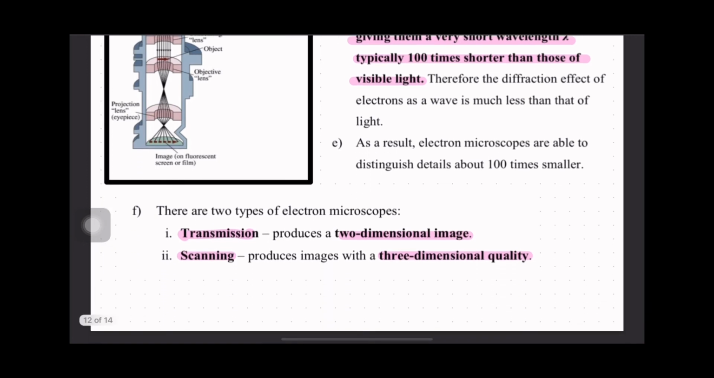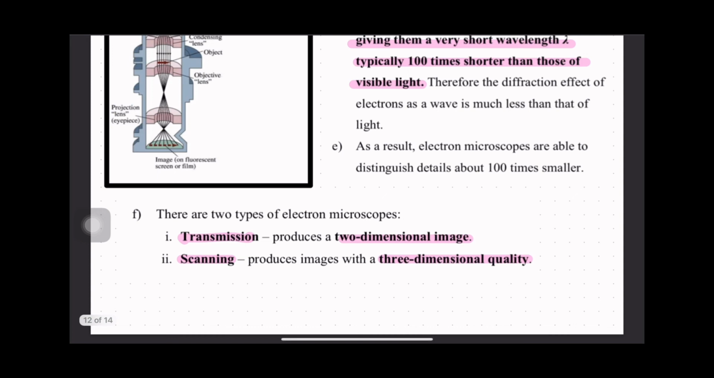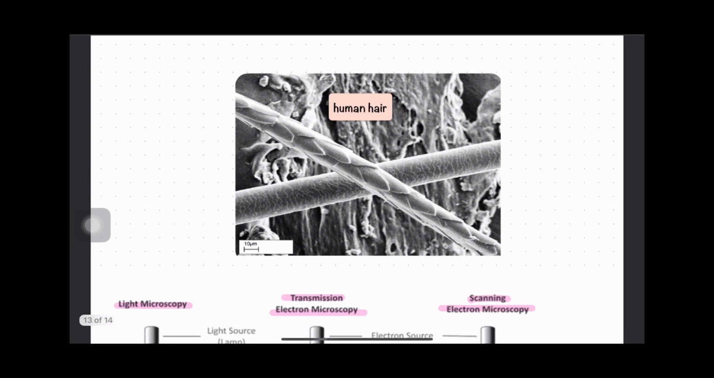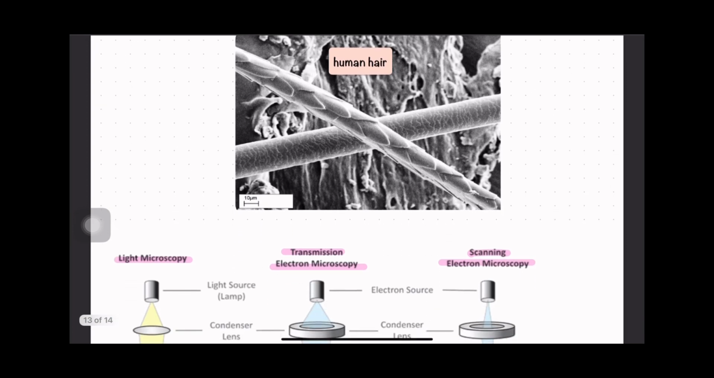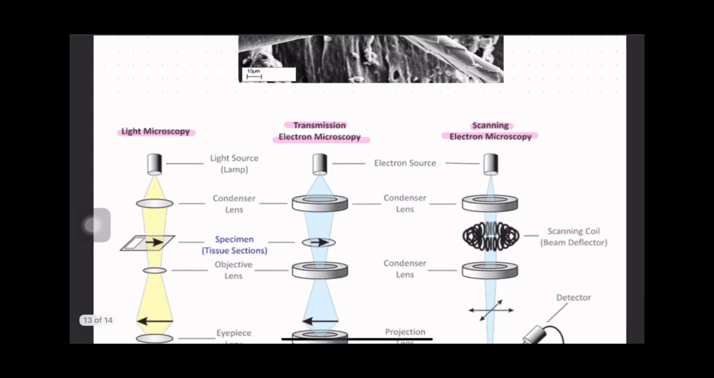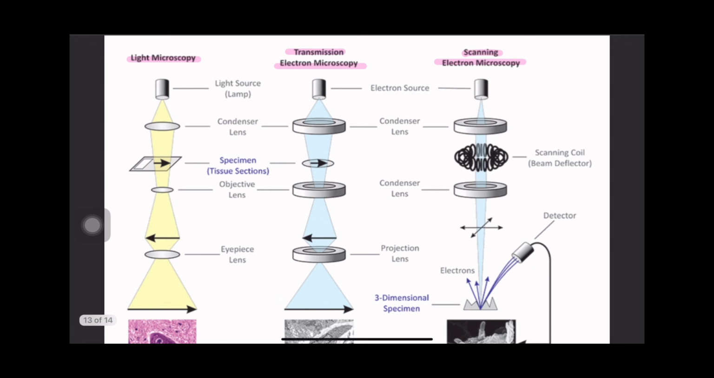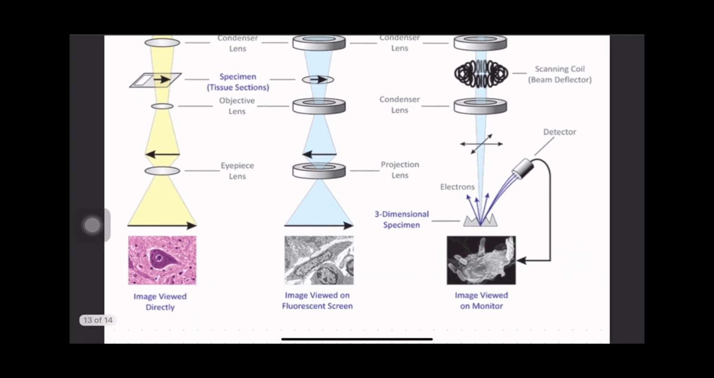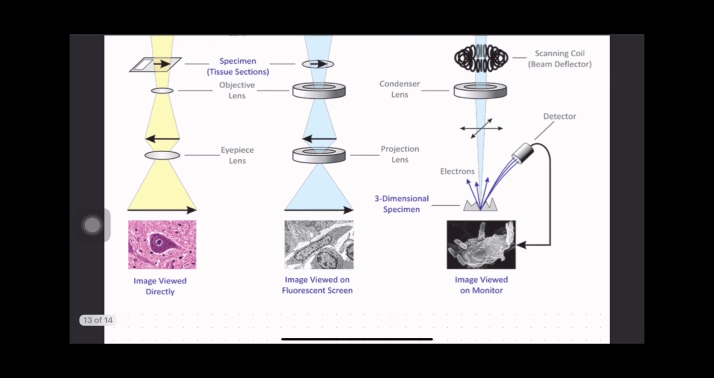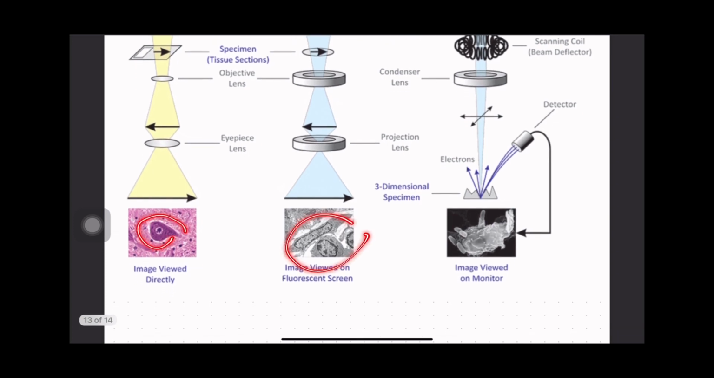Okay, so there are two types of electron microscope, which are transmission, okay, and scanning. Transmission, they produce 2-dimensional images. Kalau scanning, 3-dimensional quality lah. So dia ada color pun boleh. Alright, so this is a human hair. So you can see that the human hair specimen comes from an electron microscope. Okay, then this is light microscopy, transmission electron microscopy, and scanning electron microscopy. So where the image is viewed as 3D, this is 2D, and this is viewed directly from the light microscopy lah. Lagi tak detail lah, so you tengok dekat sini dia lagi dalam.